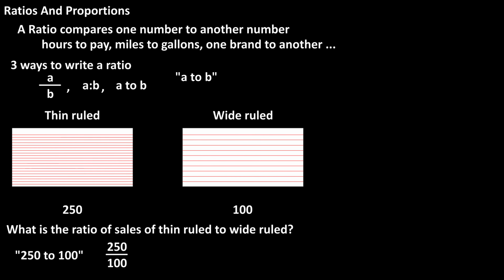And ratios can be reduced. In this case, since both 250 and 100 are divisible by 50, we can reduce this to 5 to 2.